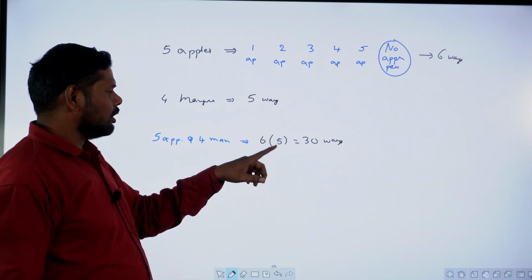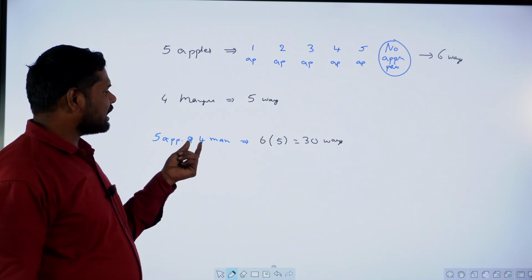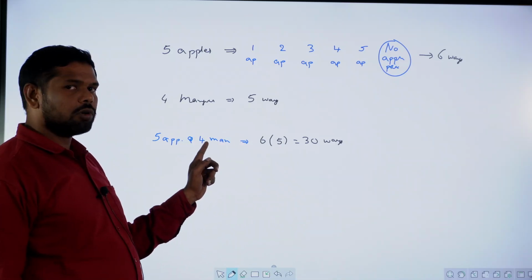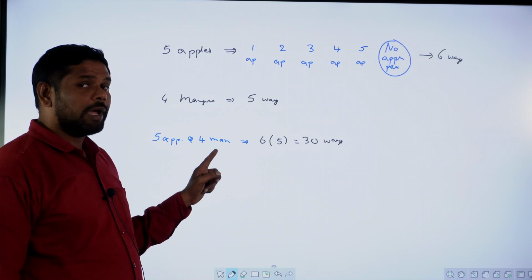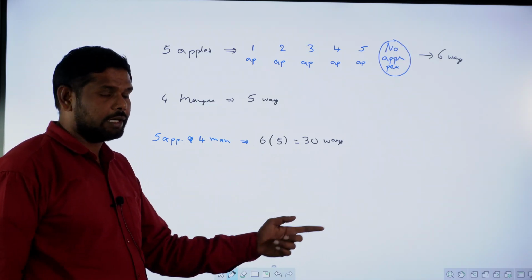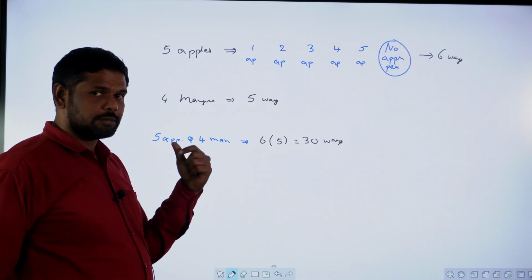In this case, 2 are definitely very easy. 5 apples and 4 mangoes is one way. Out of 30, 5 apples and 4 mangoes is one way, definitely there. And no apple and no mango is also one way, right? 0 apples and 0 mangoes is also one way in this, right?